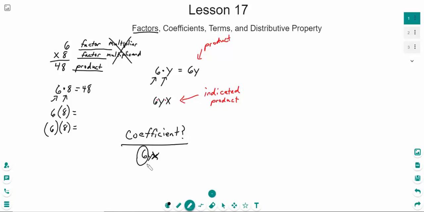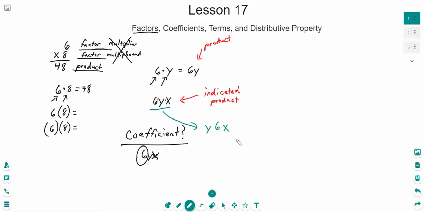And just to keep things straight, whenever we write indicated products, we're always going to write the coefficient first. So you could argue that this 6yx could also be written as y6x. Because if you recall, multiplication is commutative, which means we can reorganize the order in which we multiply, and it's not going to change the answer. So we could certainly reorganize these letters and numbers into a different arrangement and call that equal to this one. And it would be y times 6 times x is equivalent to 6 times y times x.